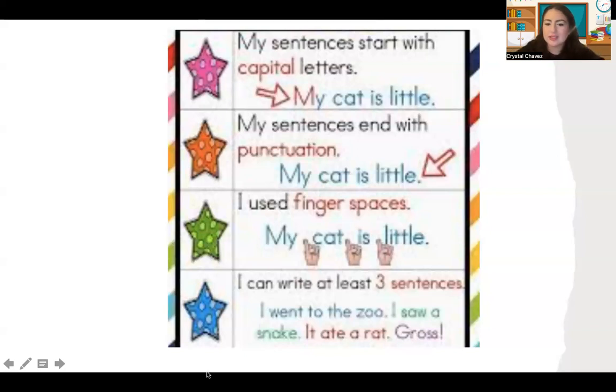All right, and then the last rule or little reminder is that you can write at least 3 sentences in the first grade. If you can write more with proper punctuation, then woo, woo, woo. But this is what we need to work on, okay? Just writing sentences, writing your thoughts down on paper with proper rules.